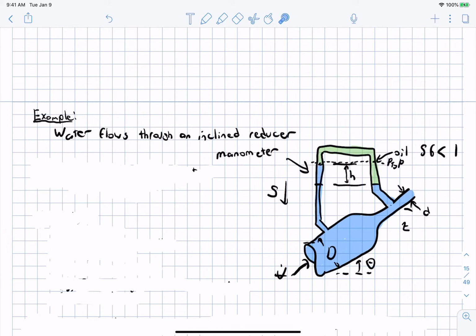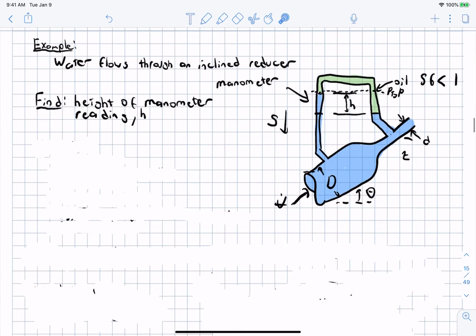And what we want to find is that for a given V dot, what is the height h of this manometer? Okay, and so that's essentially what we want to find. And so we need to make a whole litany of assumptions here. So for the assumptions, we again assume steady flow. We're going to assume that viscous effects are negligible, and we're going to assume uniform flow.